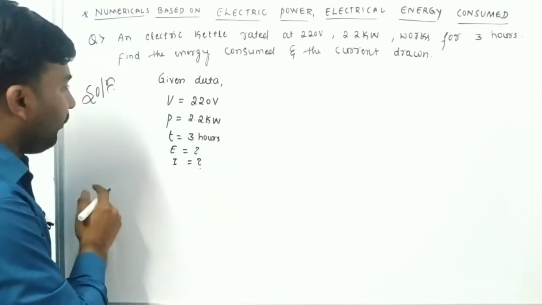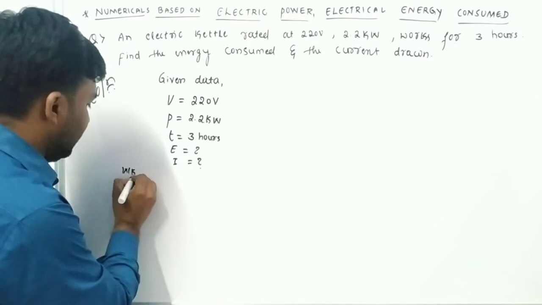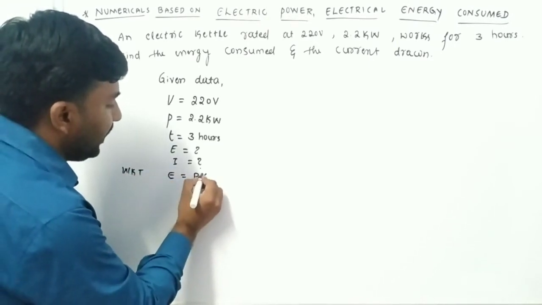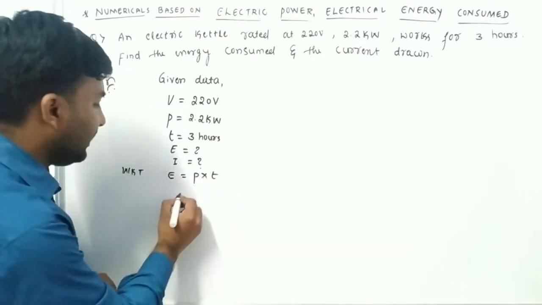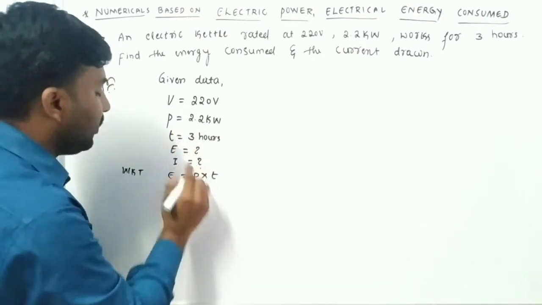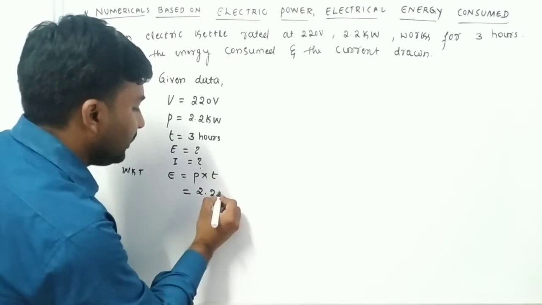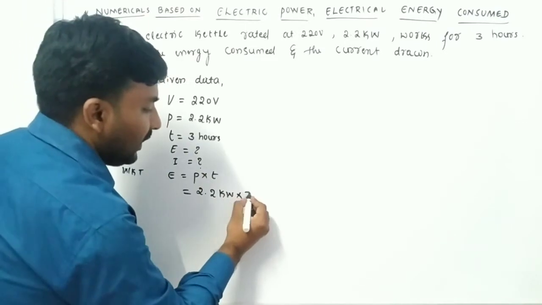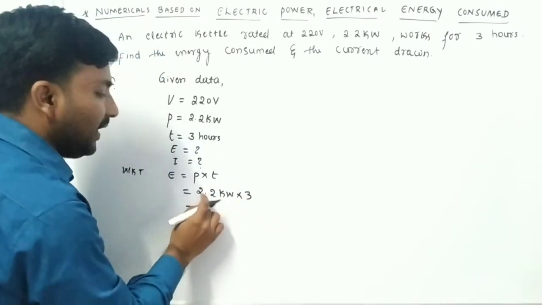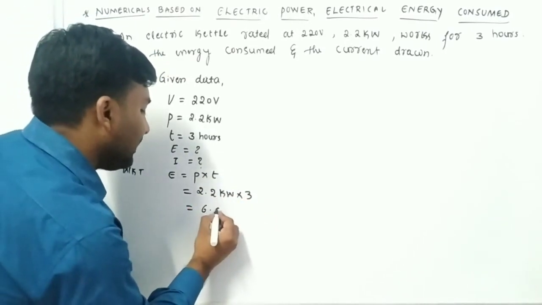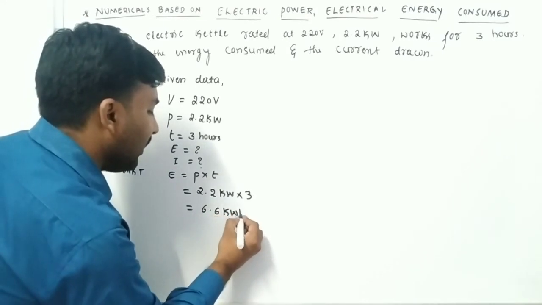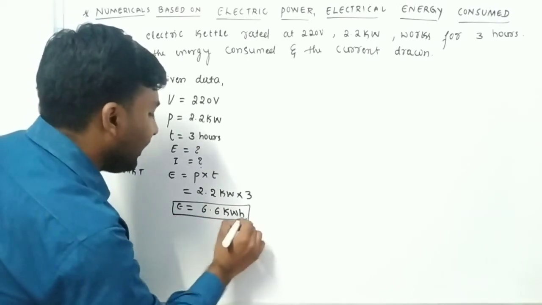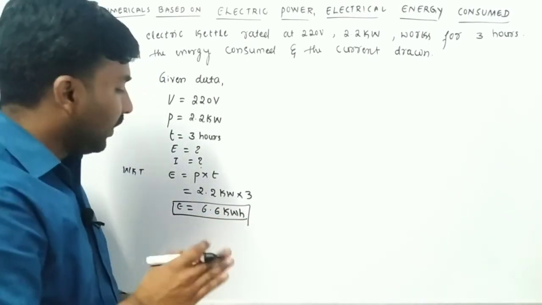So we know that E is equal to P into T. This is equal to 2.2 kilowatt into time, which is 3 hours. Multiply these two numbers, you will get 6.6 kilowatt hour. So energy consumed by the electric kettle is 6.6 kilowatt hour.